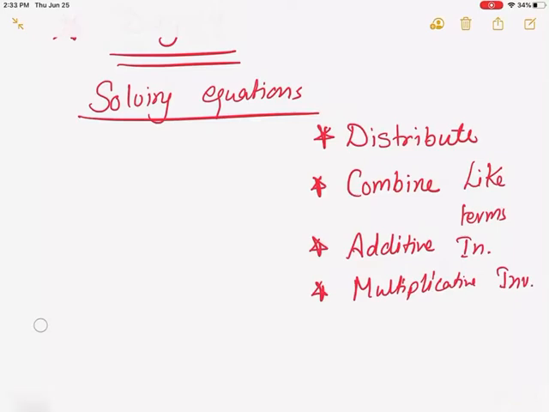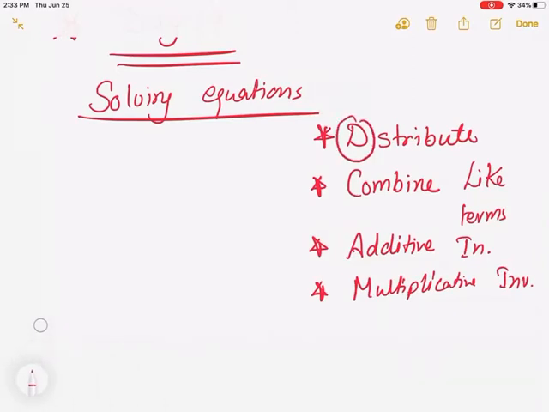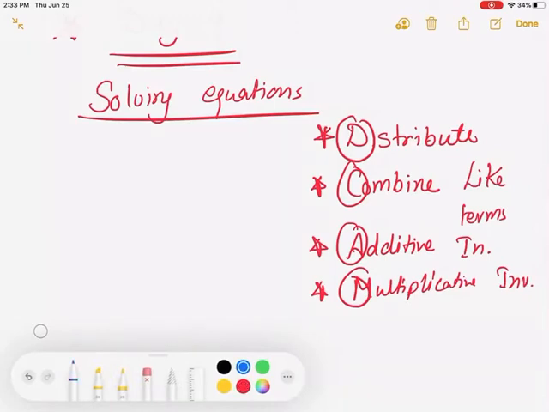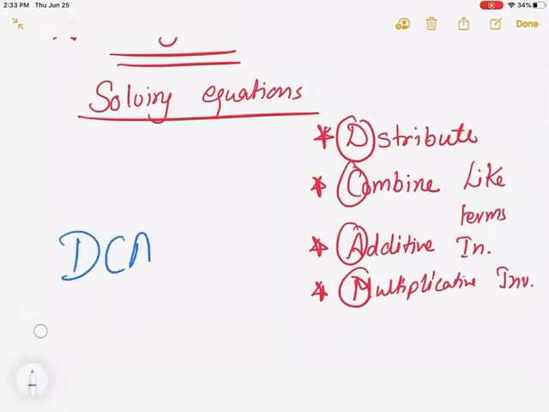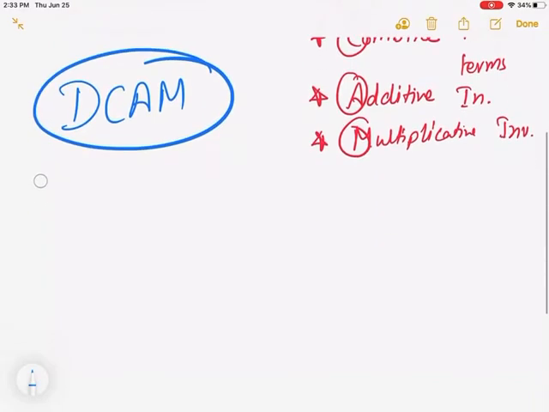So let me give you an acronym for this one. Let's take D from this, C from here, A and M. So you always have to follow D, C, A, M to solve these simple equations. D, C, A, M: distribute, combine, additive, and multiplicative inverse. So let me show you the first example.